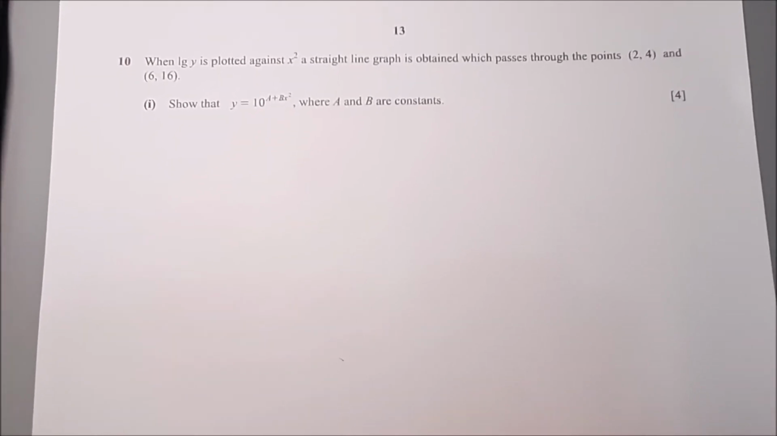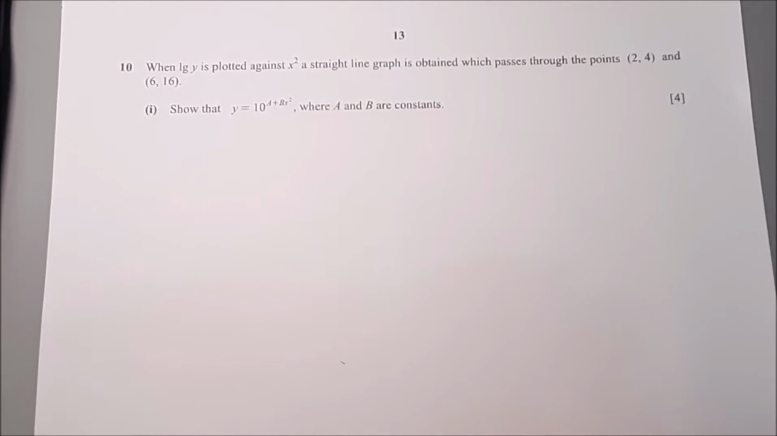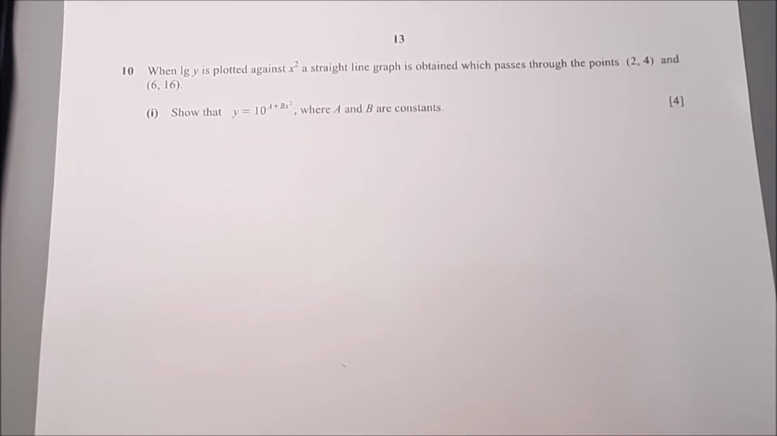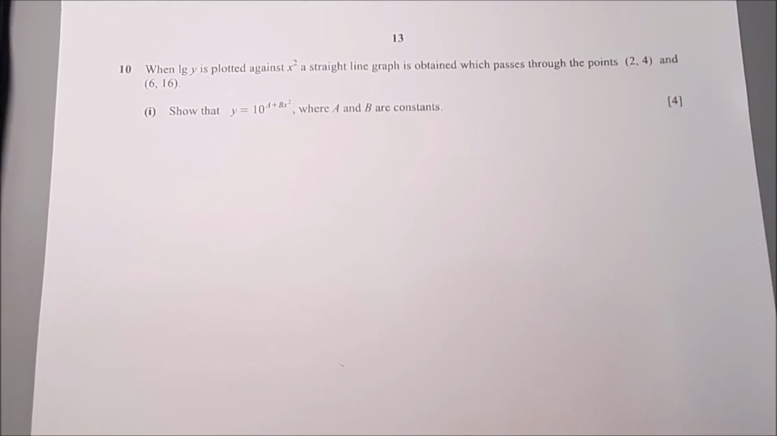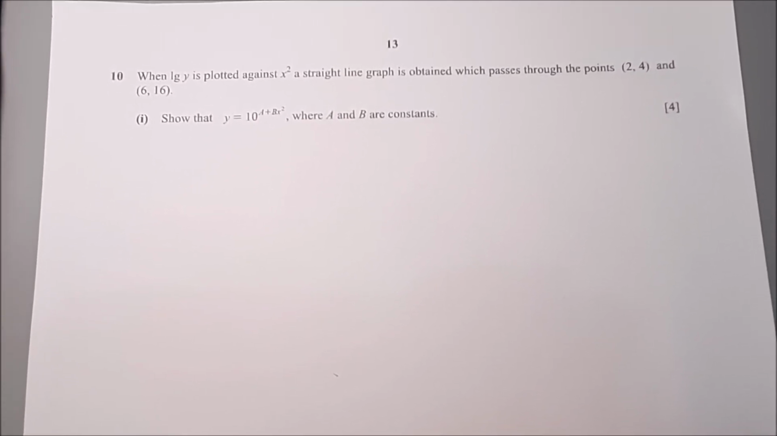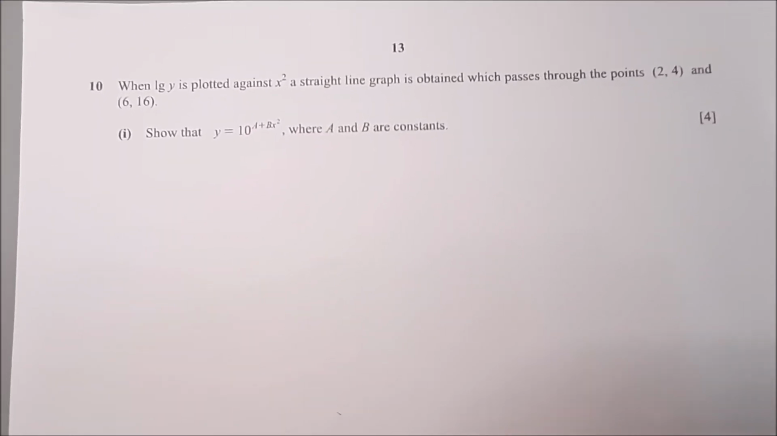Question 10. When log y is plotted against x squared, a straight line graph is obtained which passes through the points (2, 4) and (6, 16). Part 1. Show that y equals 10 to the power of a plus bx squared, where a and b are constants.